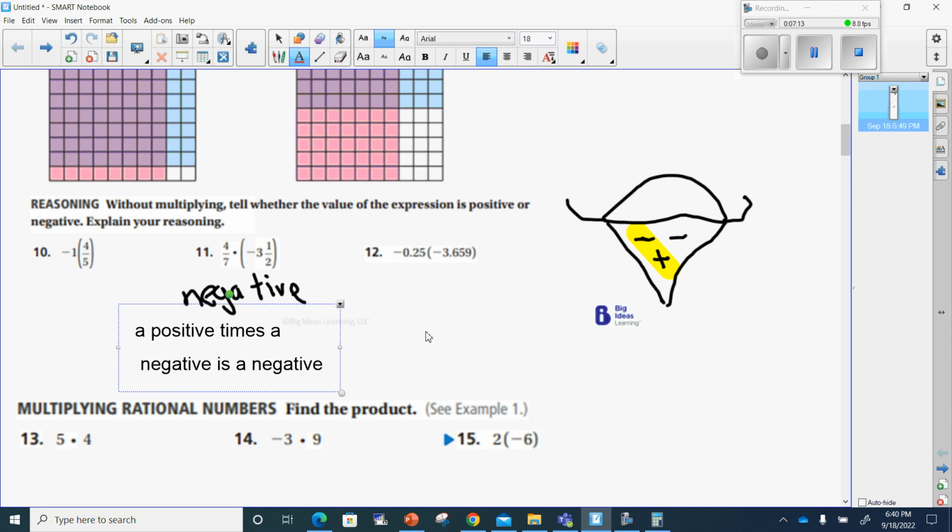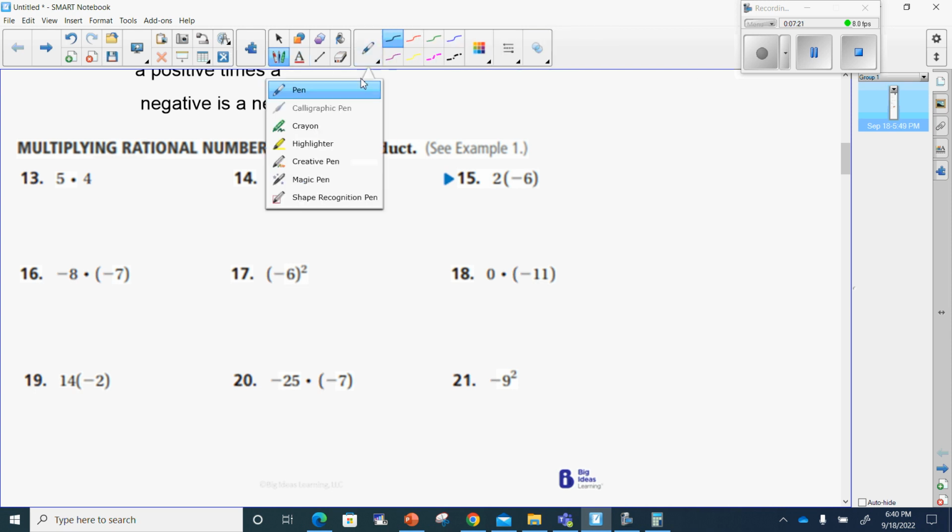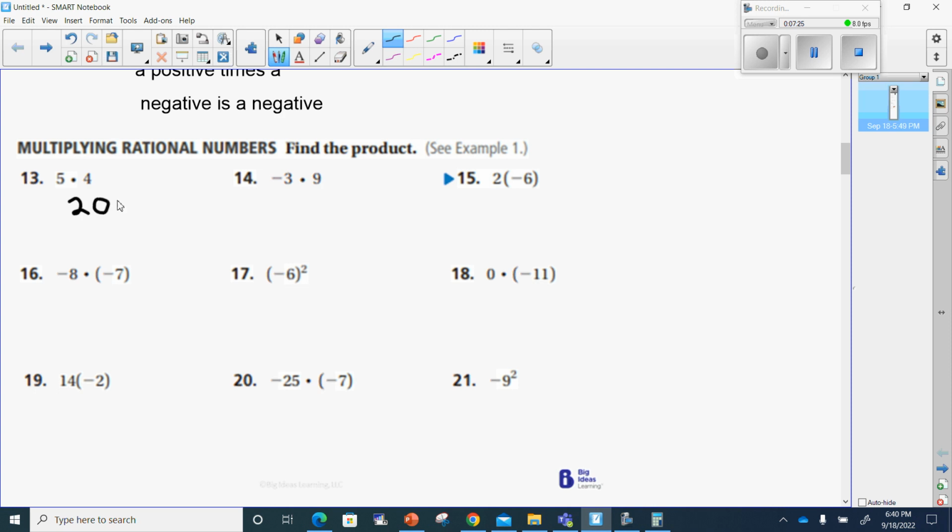All right, let's move on. Going to number 13, it says find the product. These are pretty easy. I know that 4 times 5 is always 20. This one is 2 times a negative 6. A positive times a negative is a negative, and 2 times 6 is 12.